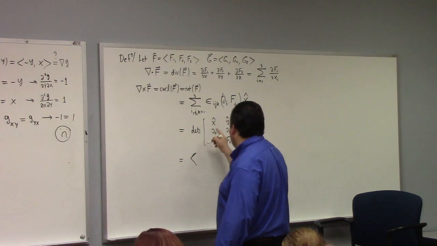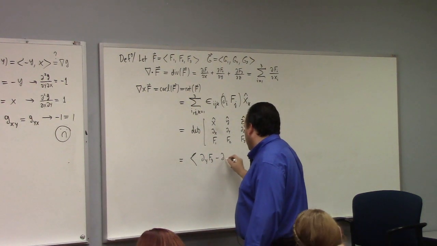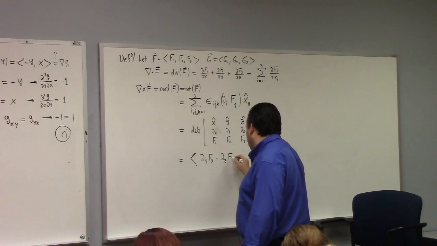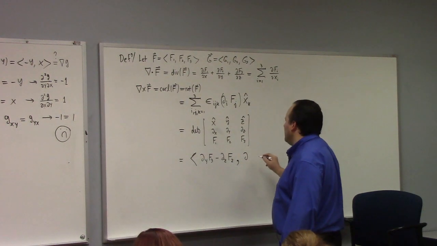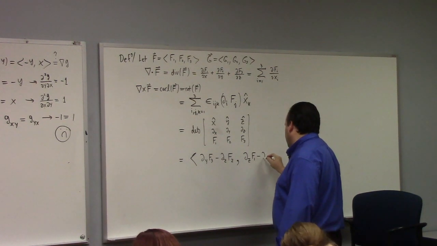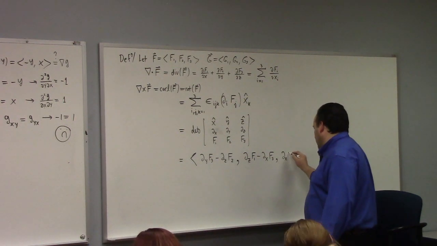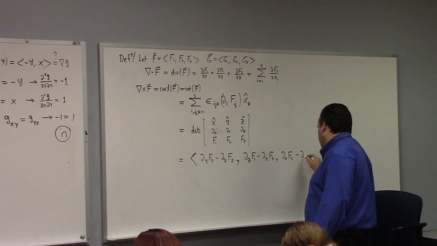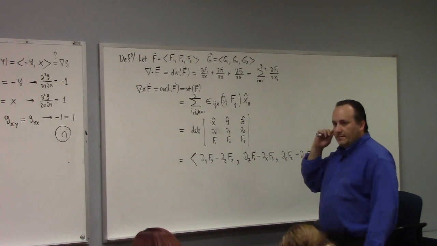We're talking about, for x hat, we've got partial y f3 minus partial z f2, comma, partial, my bad, partial z f1 minus partial x f3, comma, partial x f2 minus partial y f1. That's the curl of a vector.